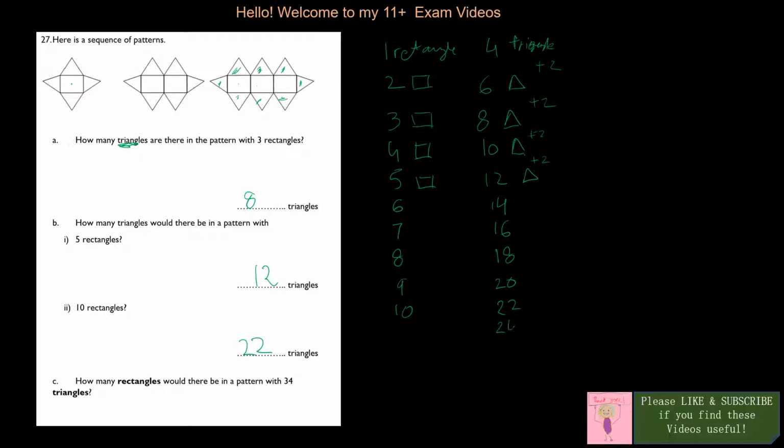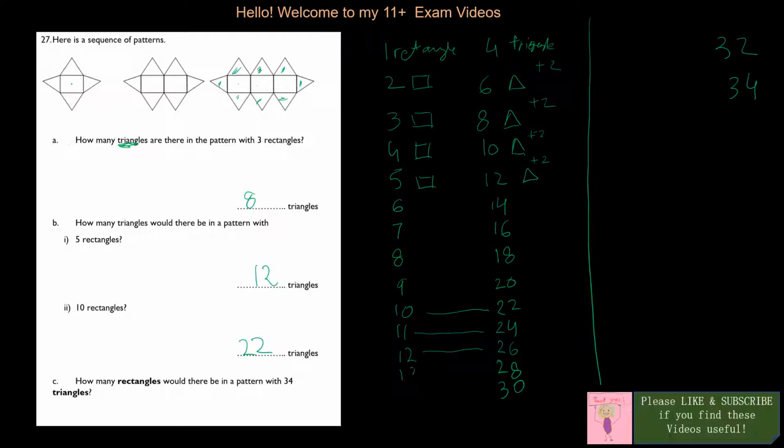So I can continue straight away. Okay, so 24, 26, 28, 30, then I'll draw a line, then 32, then 34. Okay, so 10 is 22, 11 is 24, 12 is 26, 13 is 28, 14 is 30.